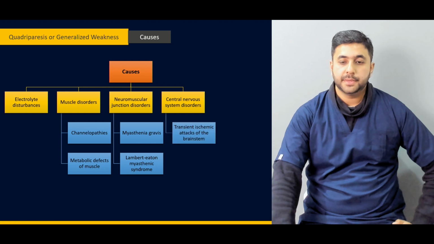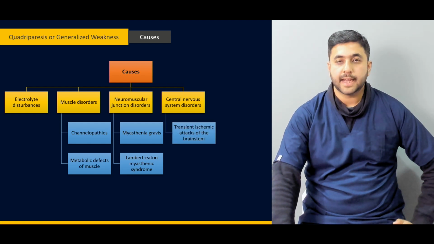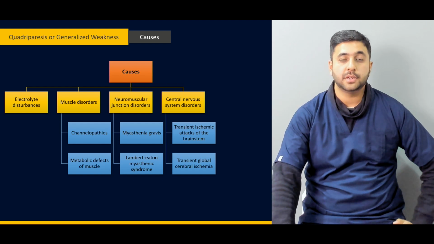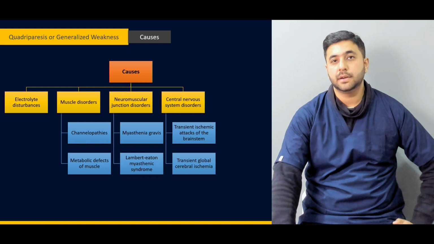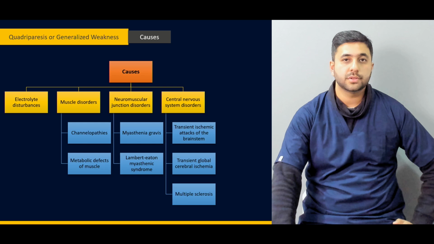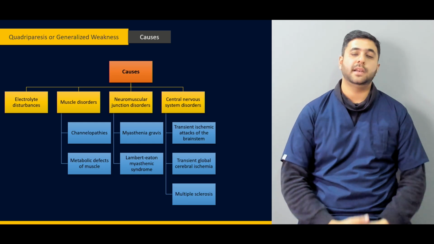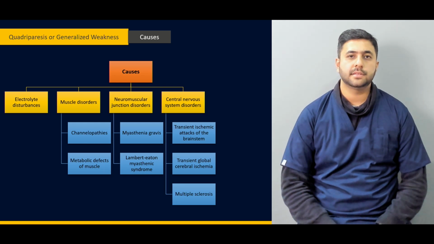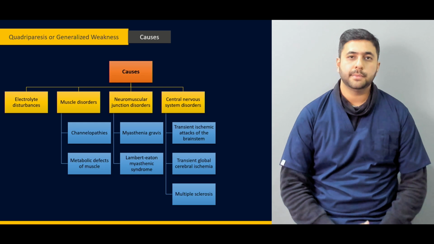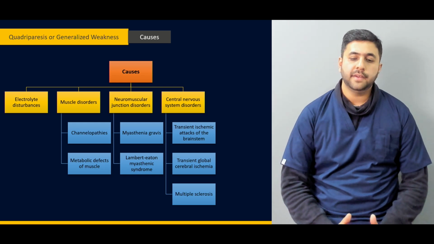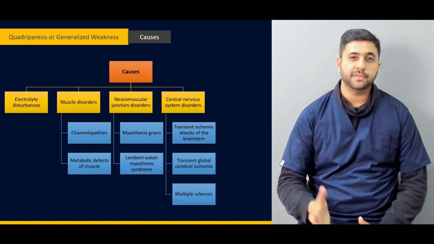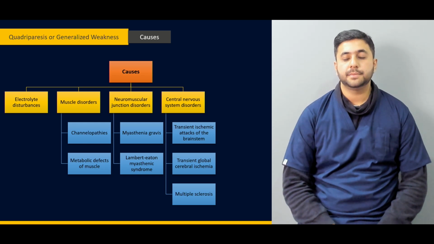Certain central nervous system disorders like stroke, transient ischemic attack of the brainstem, or transient global cerebral ischemia. If it is a global ischemia, then the patient might present to you with syncope or dizziness. Multiple sclerosis can affect anything from the central nervous system to the spinal cord. It is also a demyelinating disorder. We are going to talk about multiple sclerosis in a separate lecture. But you know that whenever we have neurological symptoms separated in time and space, which do not conform to one area of the brain, especially in a young female, that raises suspicion of multiple sclerosis.